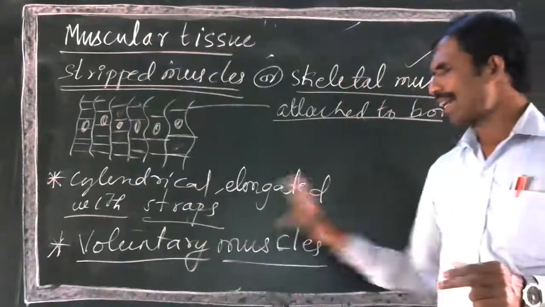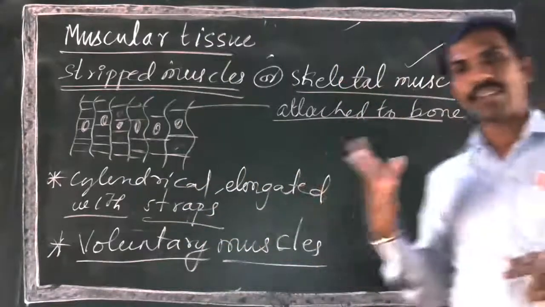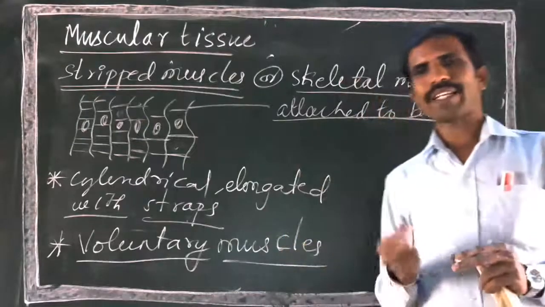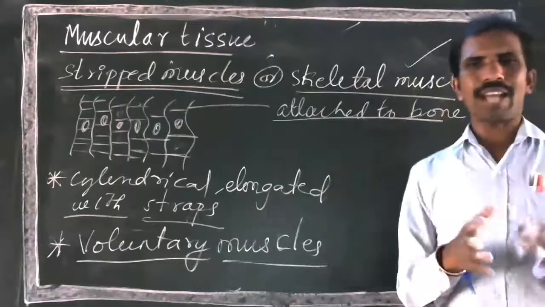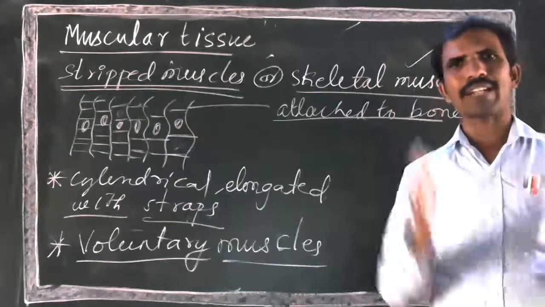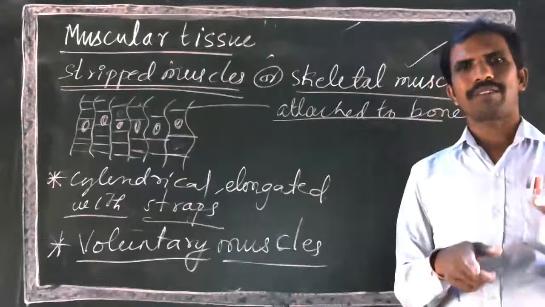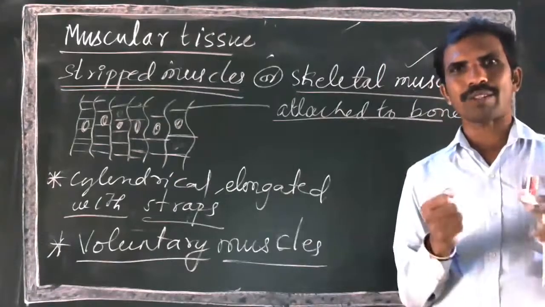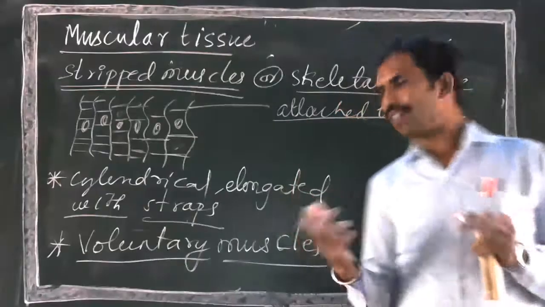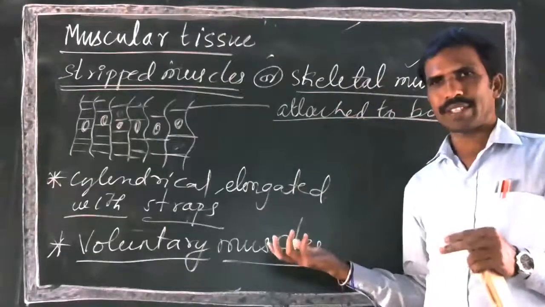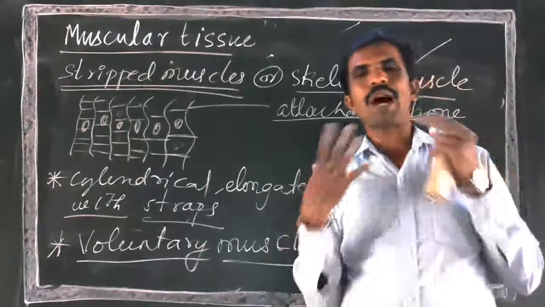See, voluntary activity means the activity which is in our control. We can control it. So, if I want to kick anybody, I'll kick. I will be knowing that I am kicking somebody. That is in my control. The activities which are in our control are called voluntary activities. So we cannot stop breathing.